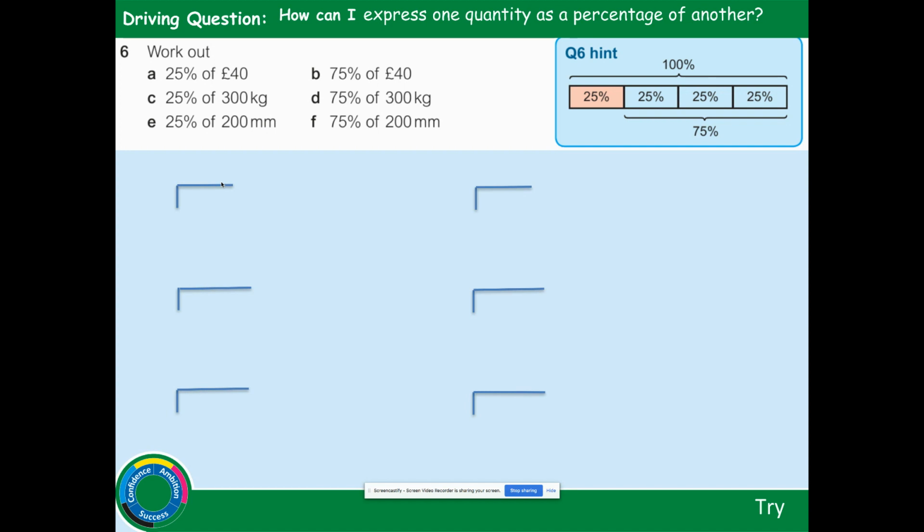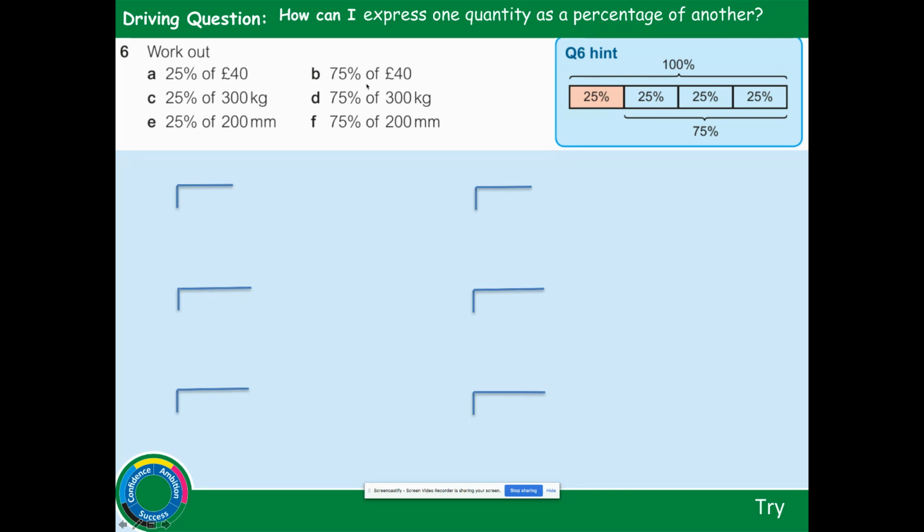Okay, work out 25% of these amounts. If we look up here at the hint, we were finding 50%, which is half, so we divided by 2. Look, 25 is half of 50, so that's a quarter. It's the same as a quarter. So to find 1/4, we divide by 4.